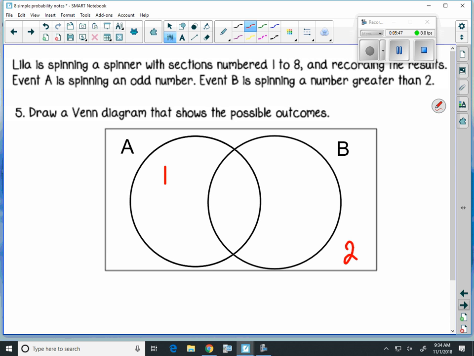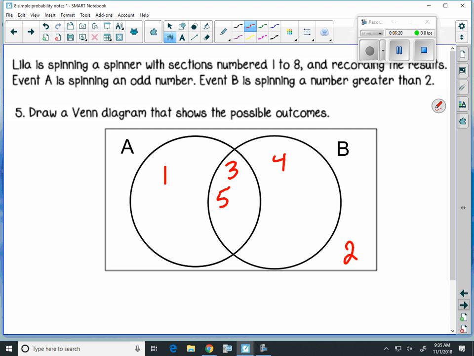What about 3? Is 3 an odd number? Yes. Is 3 greater than 2? Yes. So where's it going to go? If it's both of them, it's going to go in the middle. All right, is 4 an odd number? No. Is 4 greater than 2? Yes. So where's it going to go? All right, 5 is an odd number. Is it greater than 2? Yep. It's going to go in the middle.